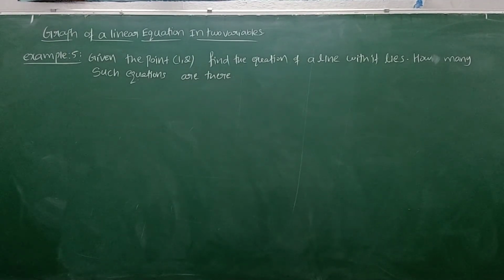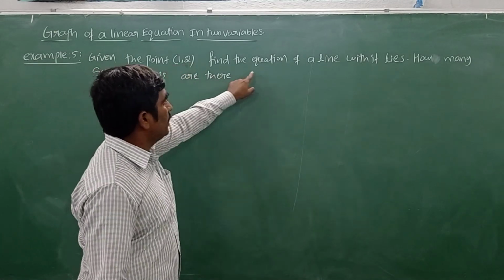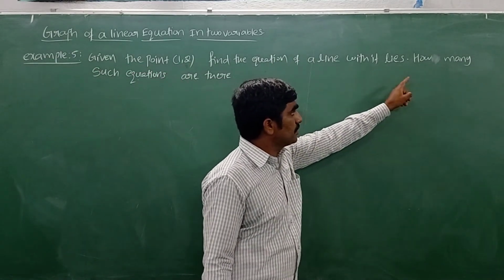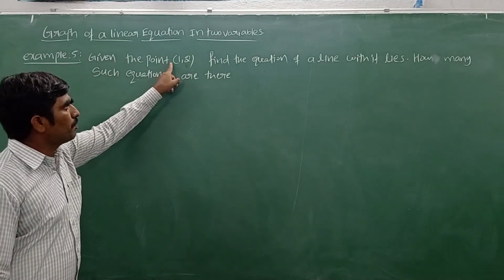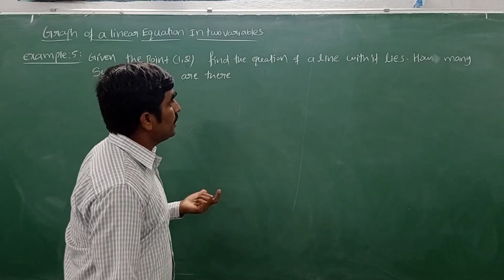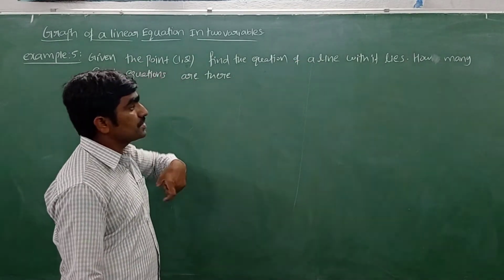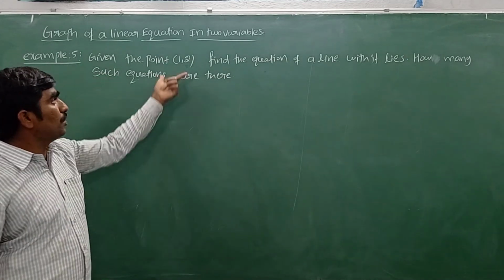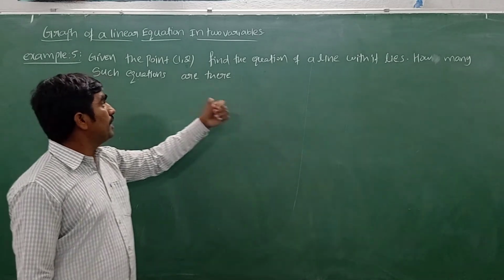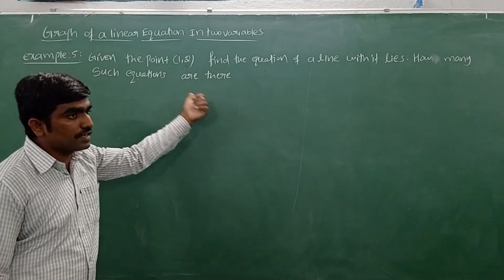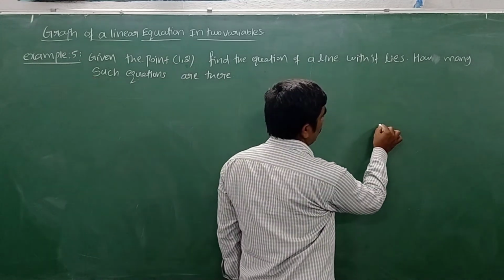We'll see one example now. Example 5. Given the point 1 comma 2, find the equation of a line on which it lies. How many such equations are there? They gave one point, 1 comma 2, and they are asking to write the linear equations in two variables which are passing through this point, and also how many such lines there are.